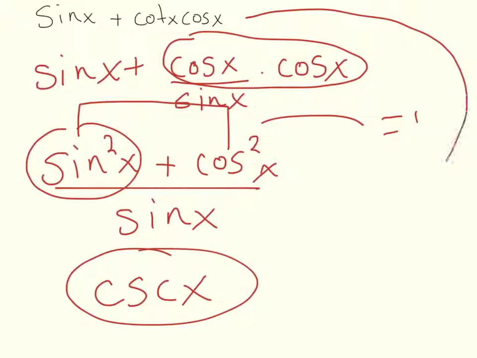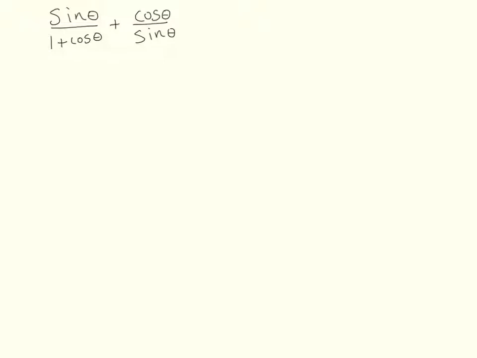So this entire thing simplifies down to cosecant of x. Let's look at another one dealing with fractions and common denominators. Let's say we have sine theta over 1 plus cosine theta plus cosine theta over sine theta. Now, you might want to say, hey, this is just cotangent theta, but let's not jump to that simplification quite yet.